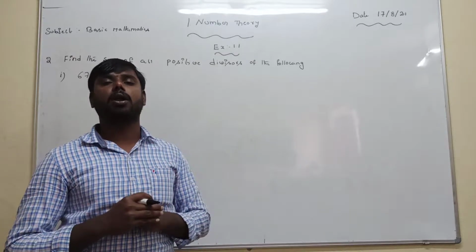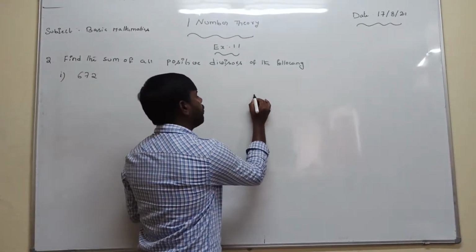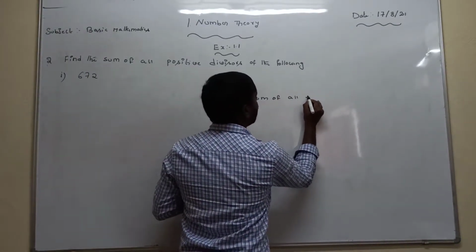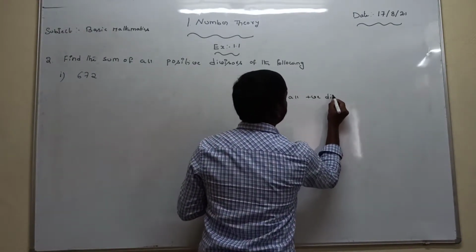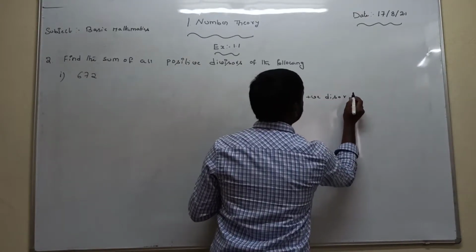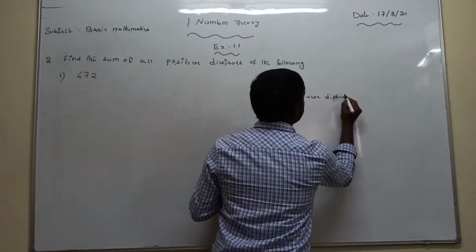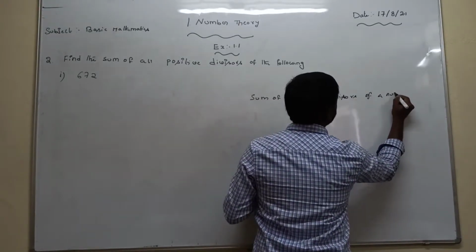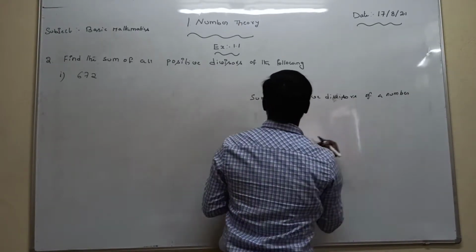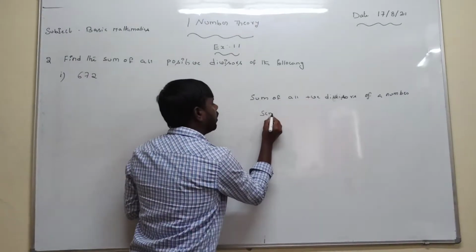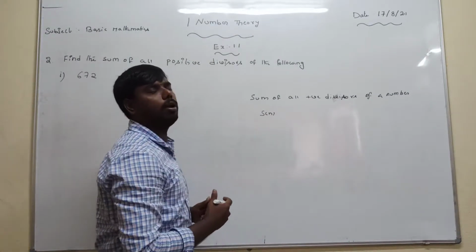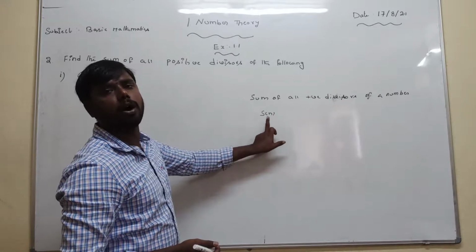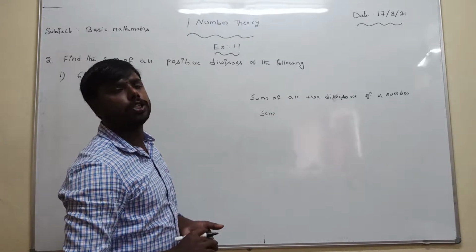What is the formula for the sum of all positive divisors of a number? The formula is S of n. S of n is called the sum of all positive divisors of the number n.